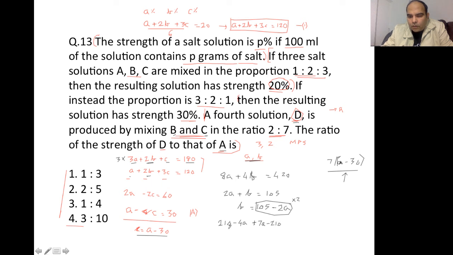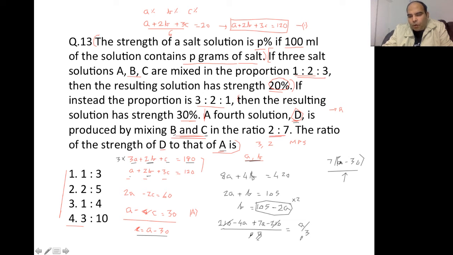and the concentration of this liquid or this mixture, that is D, is going to be this divided by 9, because you're mixing B and C in the ratio 2:7. So this is going to be divided by 9 to get that concentration. So when you calculate the value of this, you realize that the 210 cancels out, and you have 3A by 9, which is A by 3. This is the concentration of D.